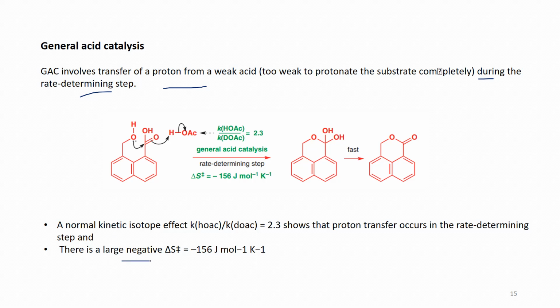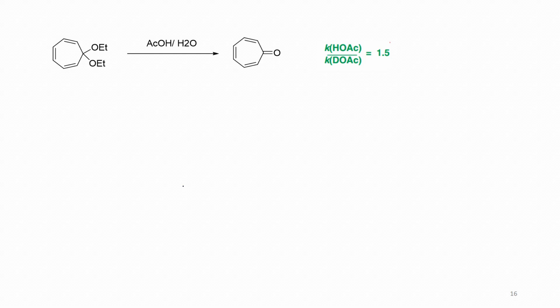And there is also a very large negative delta S. That means two molecules are combining to form one. So here one example is given. We have two. This is the ketone. So under acidic condition, it undergoes hydrolysis and forms this ketone.